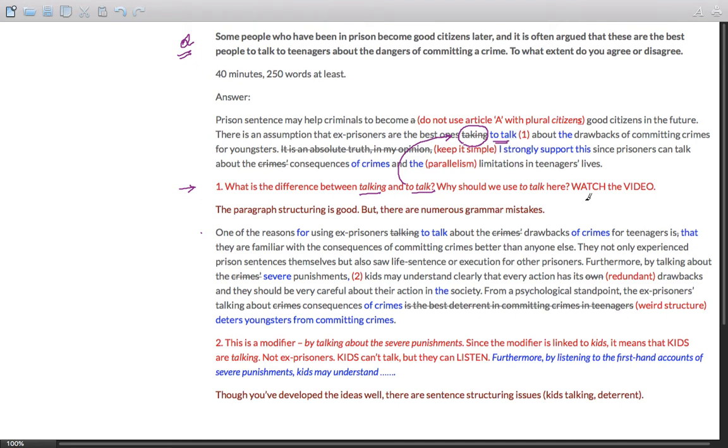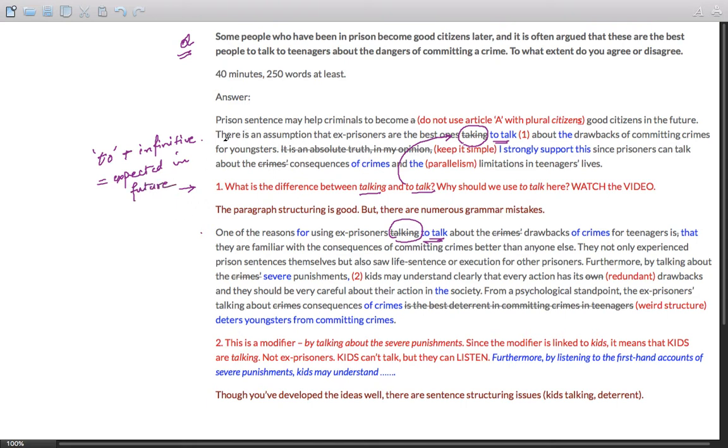The same mistake is repeated at one more place here. Talking to talk. Why did I change this? Well, this is for a simple reason. Whenever you use to in your answer, to plus the infinitive form of a verb, it means this is expected in future.